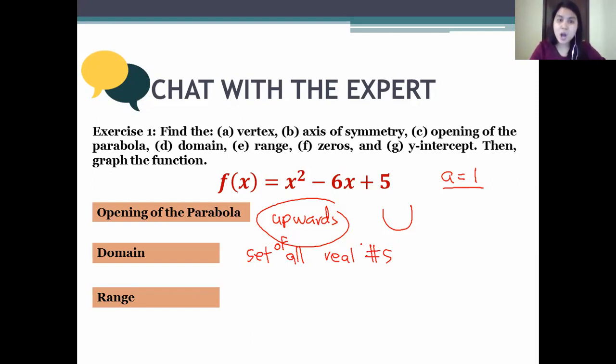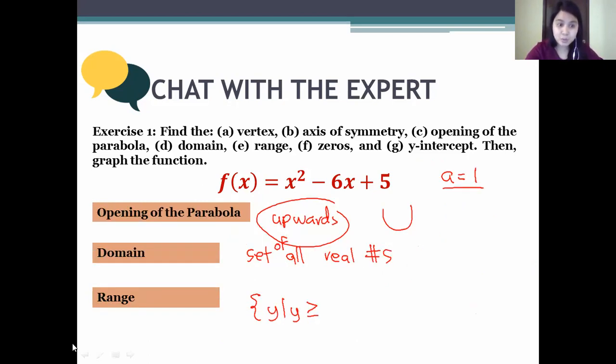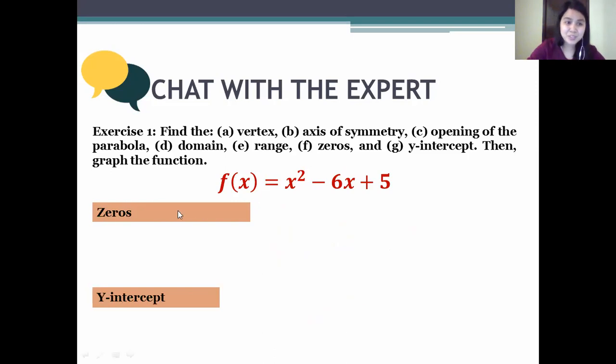We go back. Our A is positive, so we have y such that y is greater than or equal to, what's our k? We go back to the previous slide. Our k is -4. So it's greater than or equal to -4. There. The next one. Ready? Zeros.